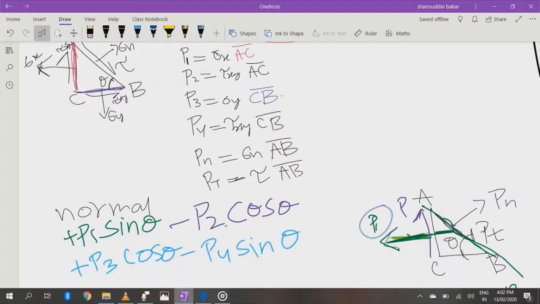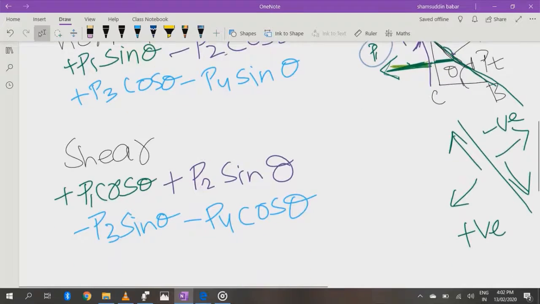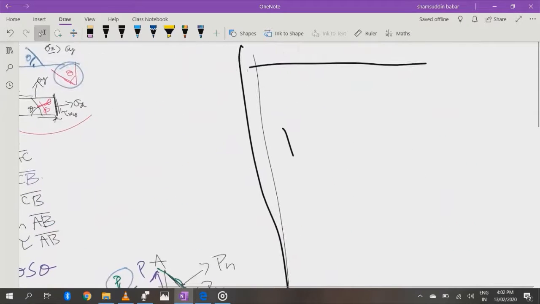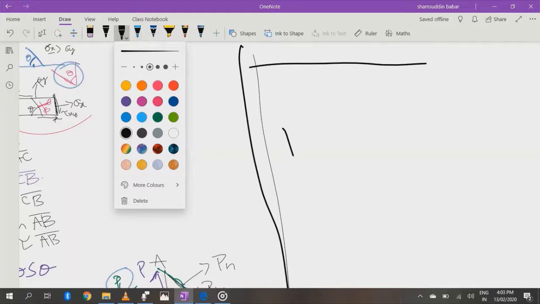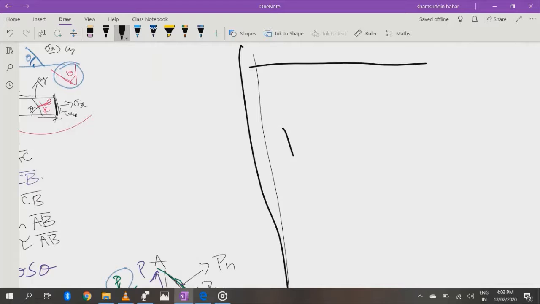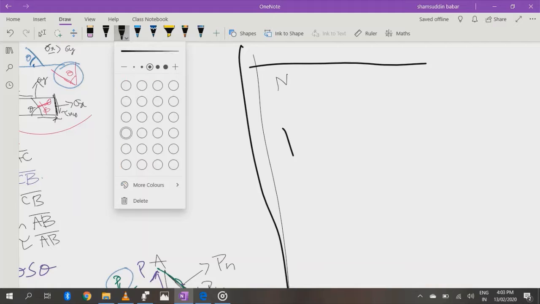So we have resolved the forces and components in normal and shear stress. Now we are going to find out the formula for normal stress.